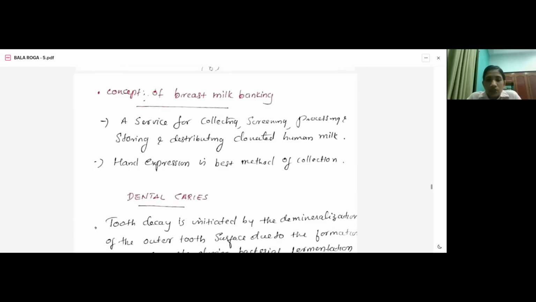Okay, so this is a service for collecting, screening, processing, storing, and distributing the donated human milk. And the best method of collection of the breast milk is hand expression. It is known that hand expression is the best method of collection.